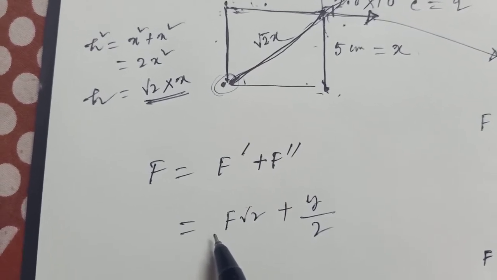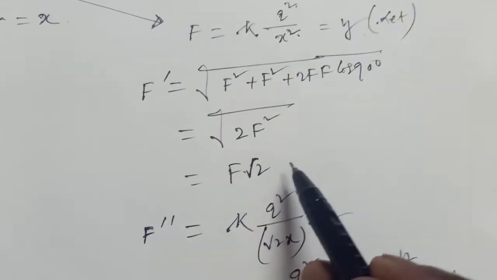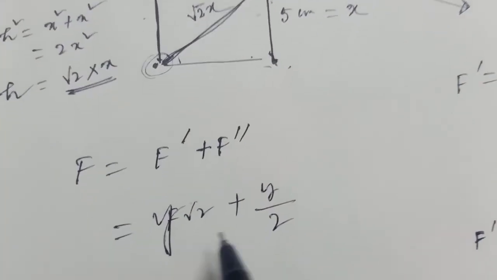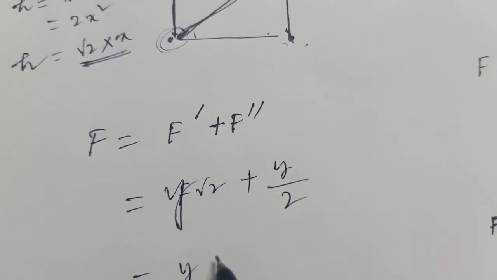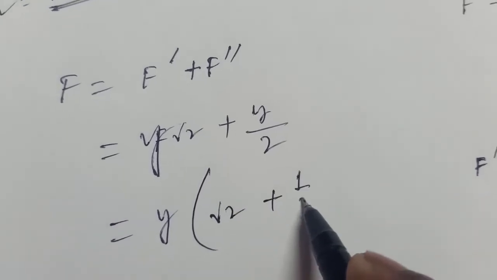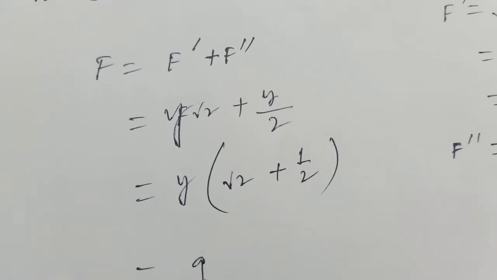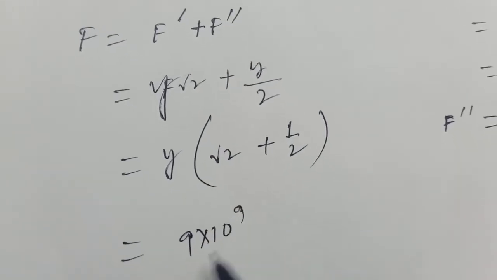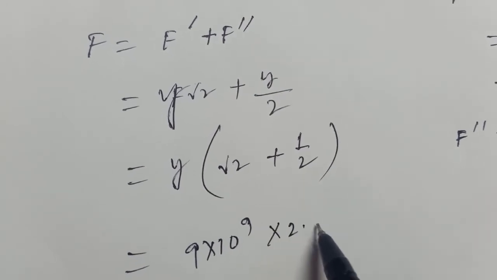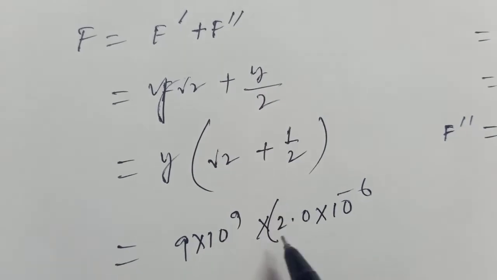F root 2 means y root 2, and f equals y, so f root 2 means y root 2. So y root 2 plus y by 2, that is y, you can take common, and this is equal to half. So y equal to k, which is 9 into 10 to the power 9, and q1 q2 means 2.0 into 10 to the minus 6, and this is a square, k q square by x square.